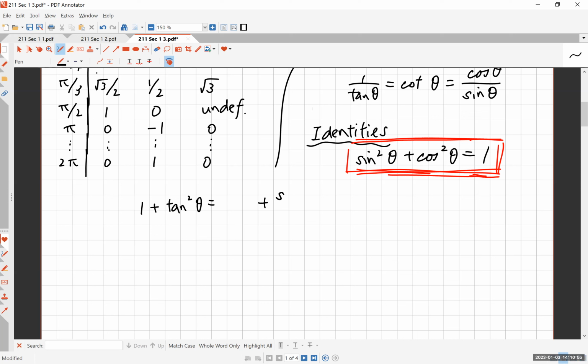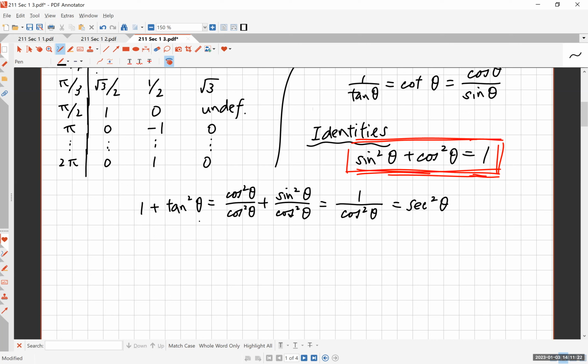But 1 plus tangent square, if you can't remember it, just remember tangent. What's tangent? It's sine over cosine. Now, if you have tangent square, you have this. How do you add 1 to this? Well, you have to have a common denominator. 1 can be written as cosine square over cosine square. And lo and behold, now you can tell what that is, because the top is sine square plus cosine square, which is 1. And now you know this has to be equal to secant square.